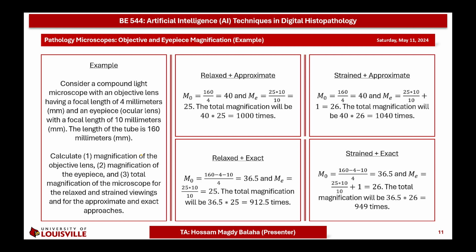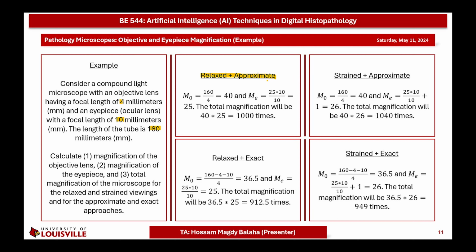Now we have two different approaches to calculate the magnification of the objective, which are the approximate and exact. And for the magnification of the eyepiece, we also have two different approaches, by calculating the relaxed or strained. So we have 4 combinations. Consider a compound light microscope with an objective lens having a focal length of 4 millimeters and an eyepiece with a focal length of 10 millimeters, and the length of the tube is 160 millimeters. We need to calculate the different combinations.